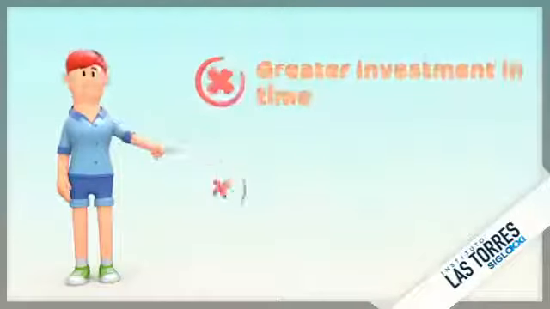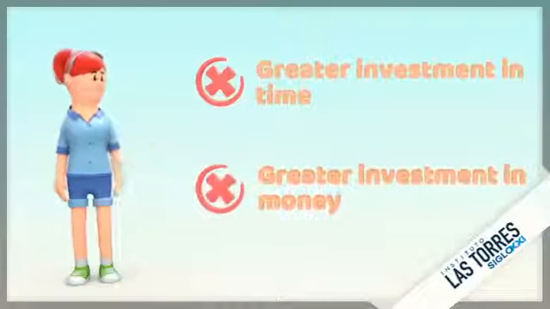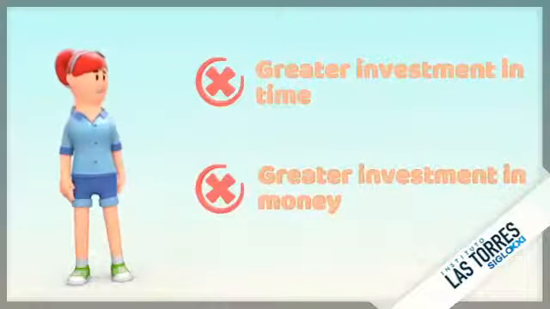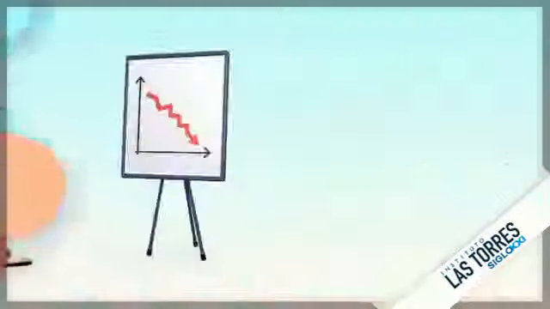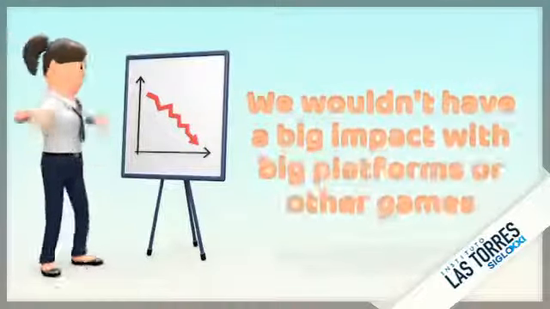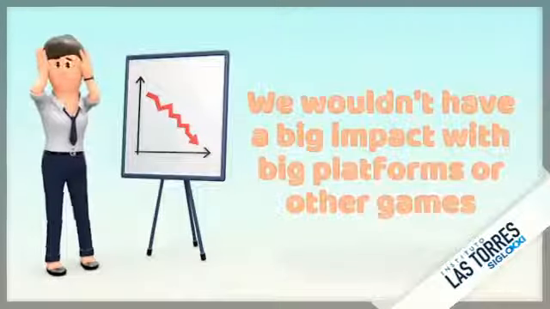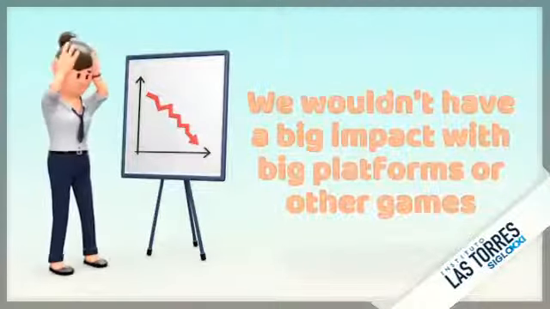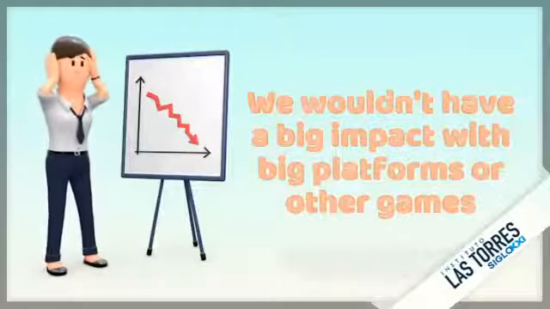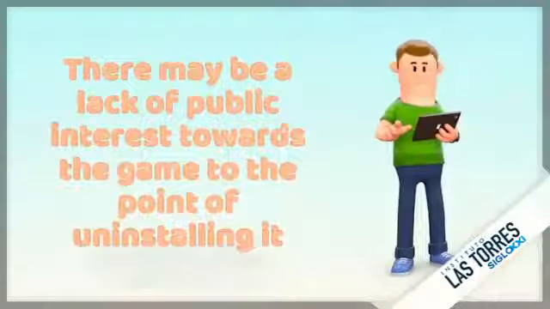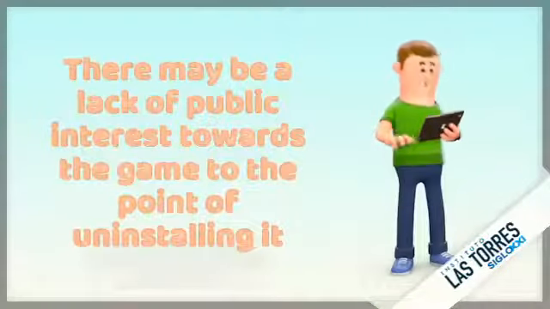Our visualization of everything going wrong starts from the point where developing the game is difficult, in the sense that it takes more time and money invested. In this case, someone would have to make a greater investment for it to work. It could happen that we, as teenagers, would not have great impact with large platforms or other games to advertise, so it may not have the expected impact.